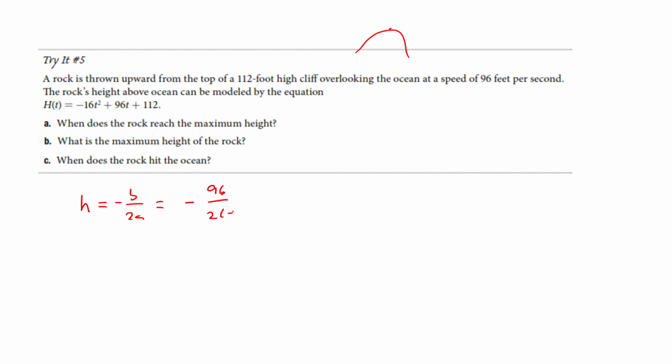I'm just plugging this into our h formula, negative b over 2a. So I've got negative 96 over negative 32. Wow, that worked out perfectly. That turns out to be 3. So the time it reaches the maximum height is 3. Now to find the actual maximum height, that's k from our vertex formula, and we find that by simply putting h back into the formula.